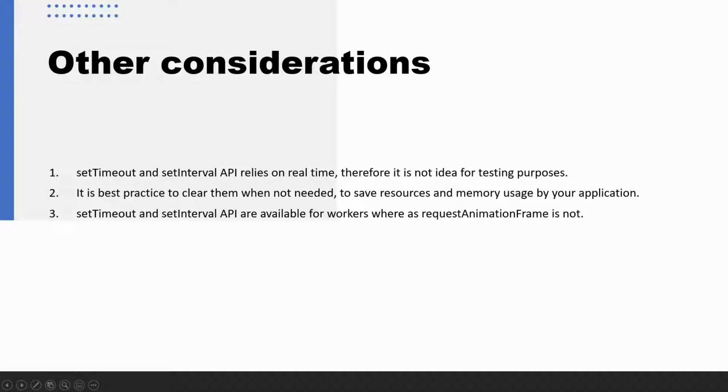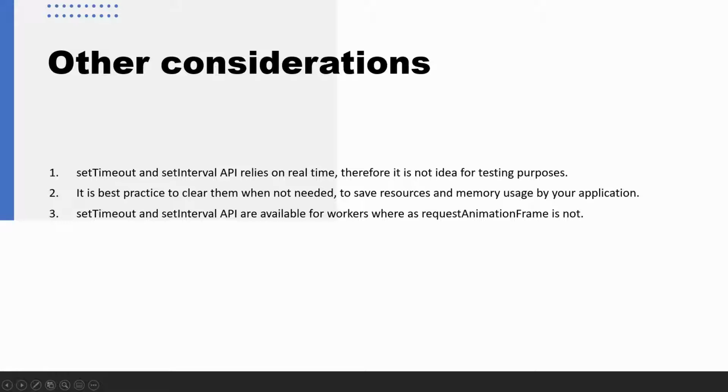Secondly, it is best practice to clear the setTimeout and setInterval APIs when they're not needed. This is to save resources and memory usage in your application. Aside from the callback resources being spent, the variables that exist outside of your callback functions but are used inside of them do not get garbage collected. They do use up your memory. So whenever you don't need those functions to be called, make sure to clear them to save memory usage and resources.